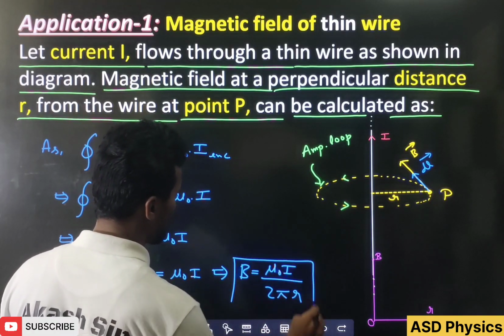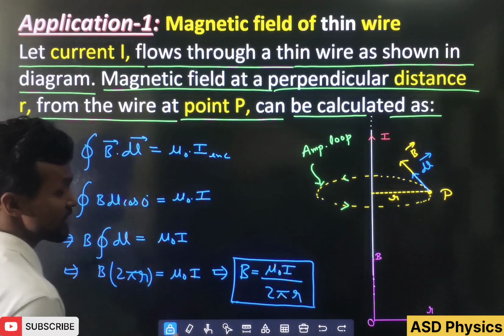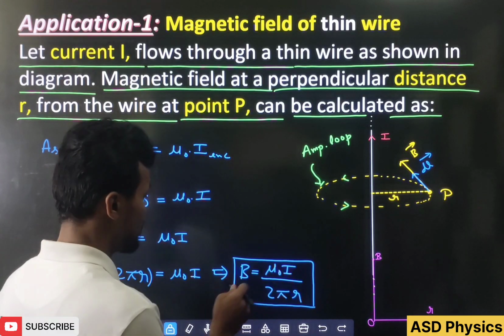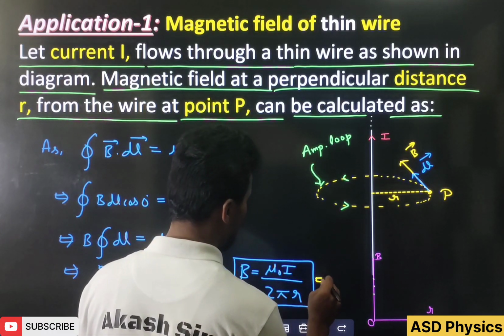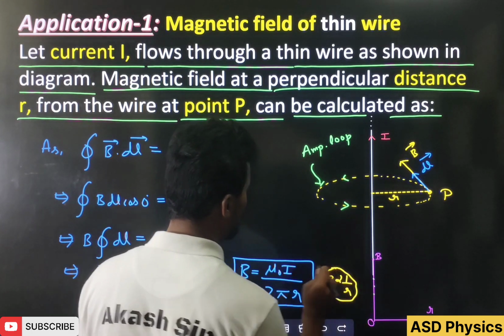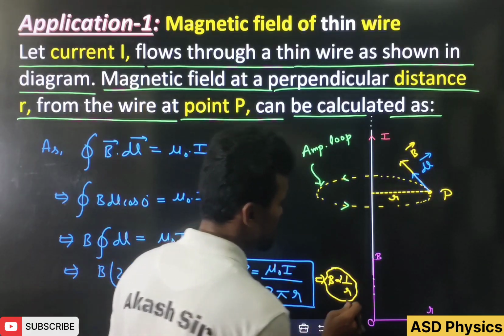Now this is the formula. Even this formula we have derived with the finite wire in some specific cases. I have taught you the finite wire, then I took some cases, and there also we have seen that. So here remember that B is inversely proportional to r. Which graph will be there? The graph will be a rectangular hyperbola.